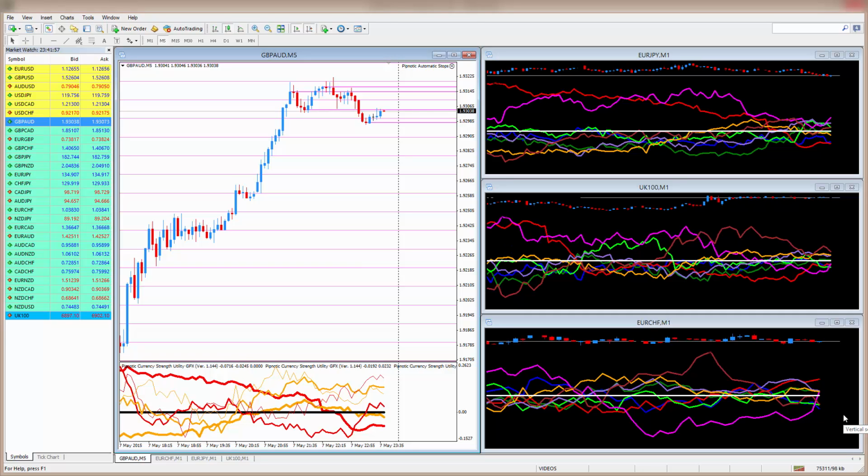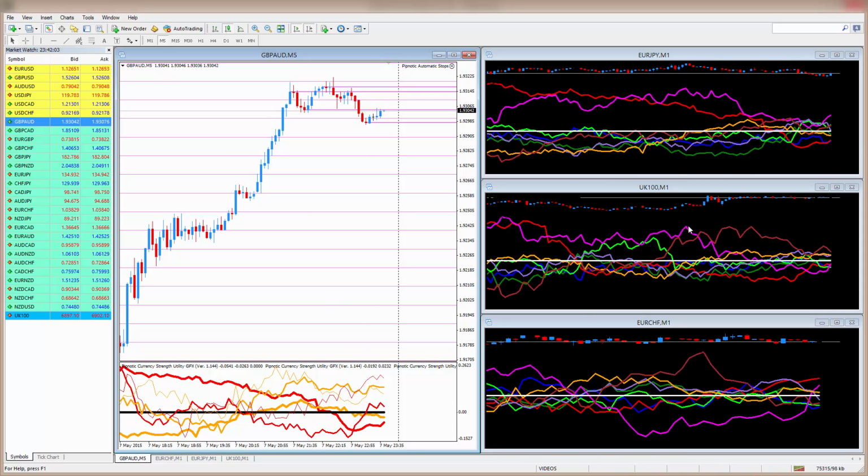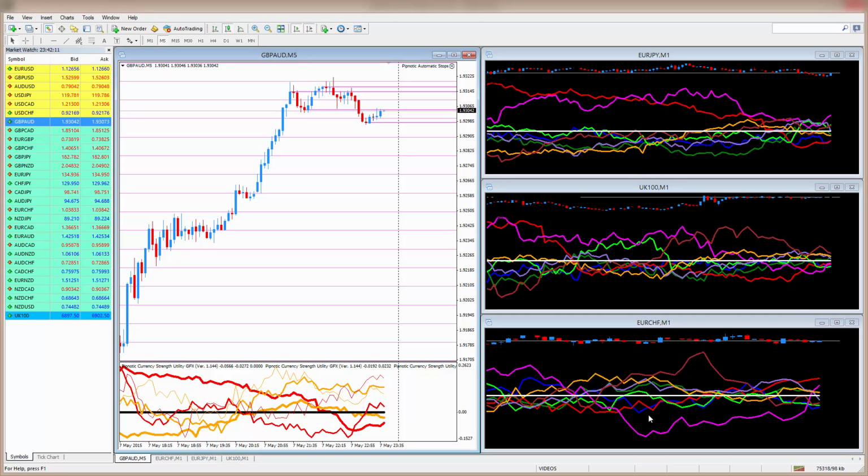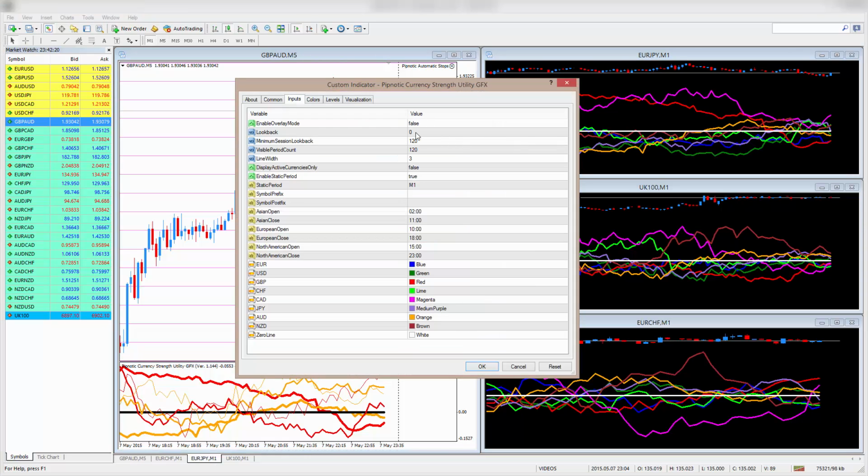As you can see here on my desktop, I have a right side and a left side. On the right side I have three instances of the currency strength indicator. So I have at the top the long term, in the middle the medium term, and at the bottom the short term. And if we have a look at the configuration of these utilities here, we can see that for the top one, the look back is set to 0.